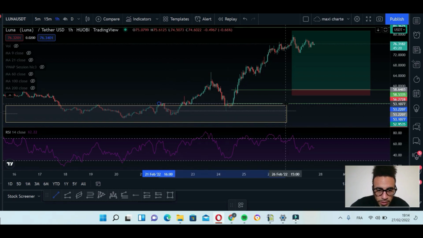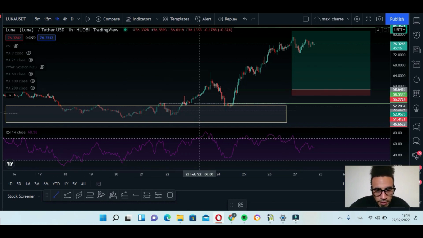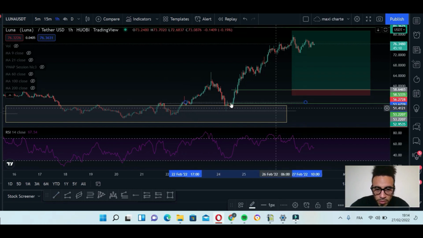So I had this entry right here, and I had another entry right there, which is the one that I took. Right above this little candle here, close to the top of the last red down, all right? But if you zoom in, it will give you this entry. So I basically entered here.